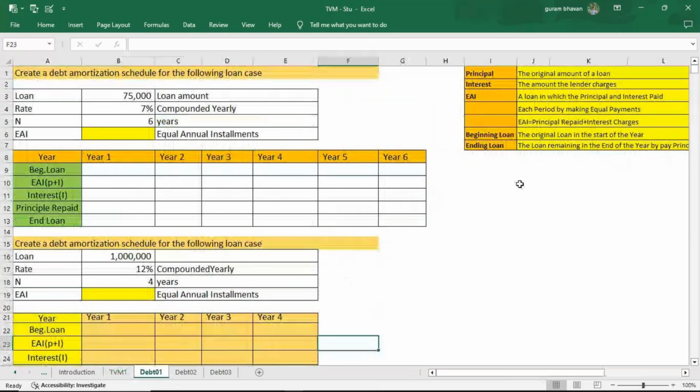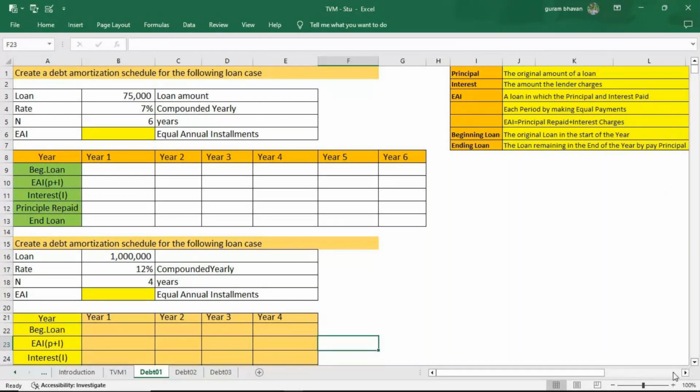Okay, let's go to this debt one. So we'll see how to work with the debt amortization. I wanted you people to open up with your file. Okay, let's start. So here we have to create a debt amortization schedule for the following loan case. Okay, so here also we are talking about the loan.